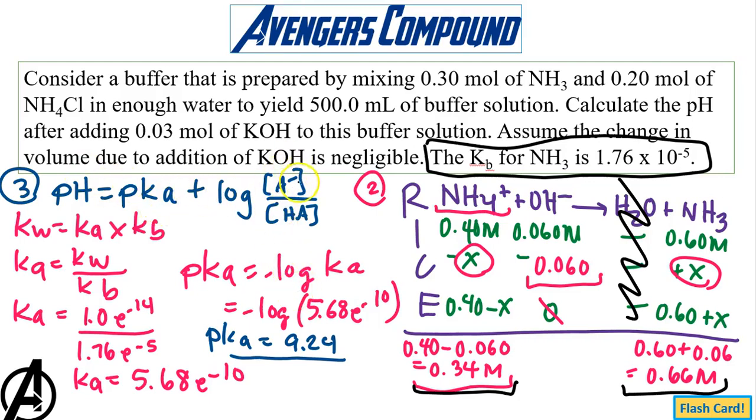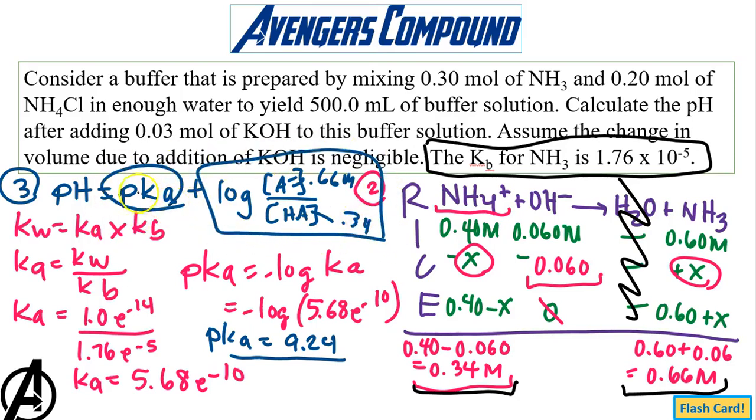Now, for the A minus amount, we already have our base amount, which is going to be 0.66 molar. We already have the weak acid amount, which is going to be 0.34. We can figure this portion out. Now we need to consolidate pKa. Well, Kw is equal to Ka times Kb.